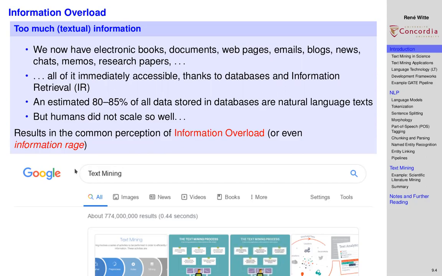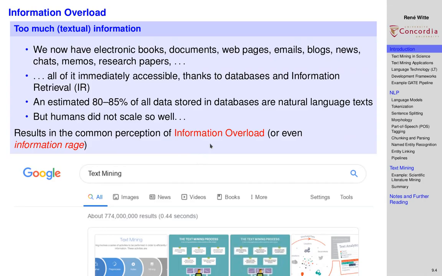So if you type a term like text mining into Google, it will take less than half a second for Google to tell you that there are hundreds of millions of results. So now how many seconds is it going to take you to go through 700 million of these results? Well, you're not going to manage it for this term in your lifetime. Maybe you look at a few of them, but then you don't know what you missed in all of the other documents. So this is what leads to the perception of information overload.